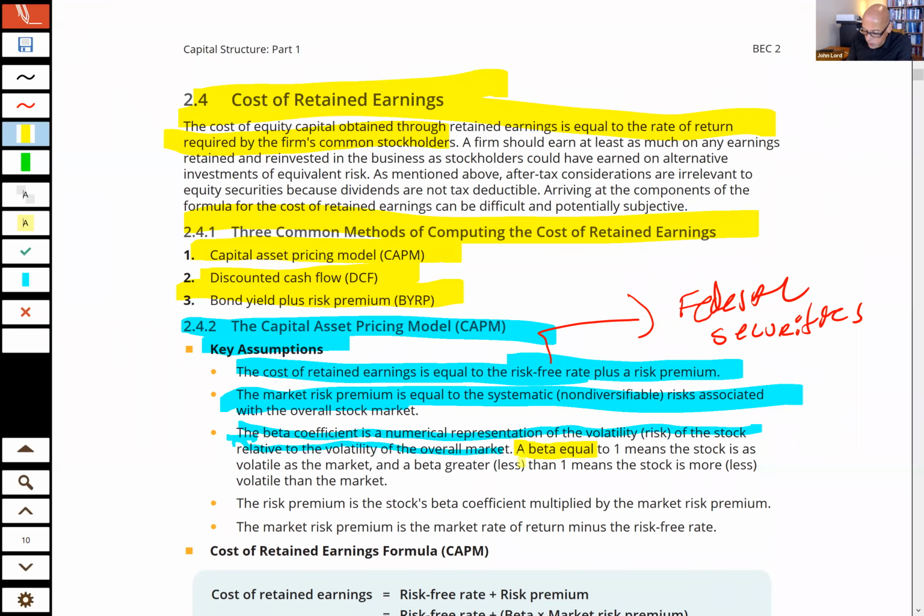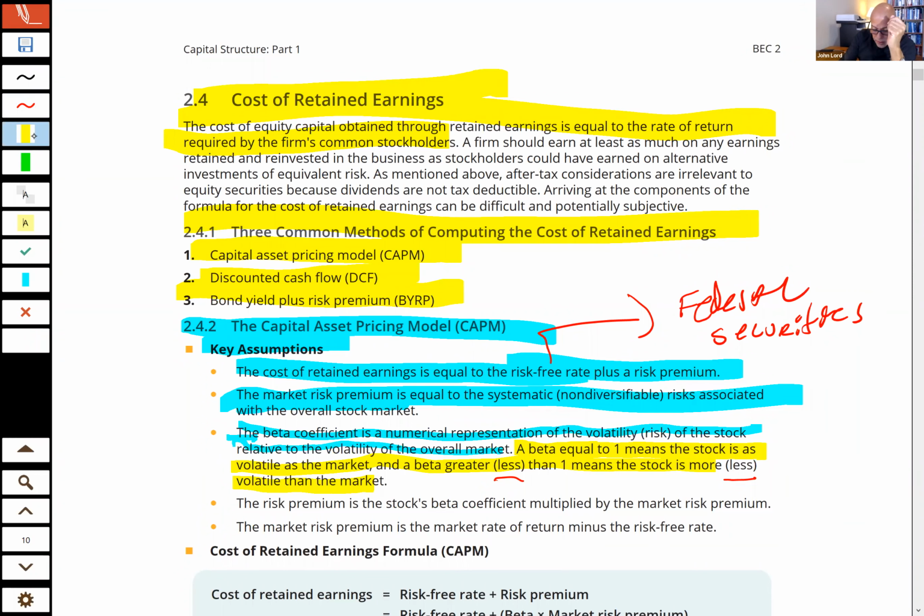A beta, this part I'm highlighting in yellow, a beta equal to 1 means that the stock is as volatile as the market. A beta greater than 1 means that the stock is more volatile than the market, and a beta less than 1, okay, they're a little lazy here, means that the stock is less volatile than the market. So they kind of put that all in one sentence. They could have had separate sentences: more beta, more volatile; less beta, less volatile.